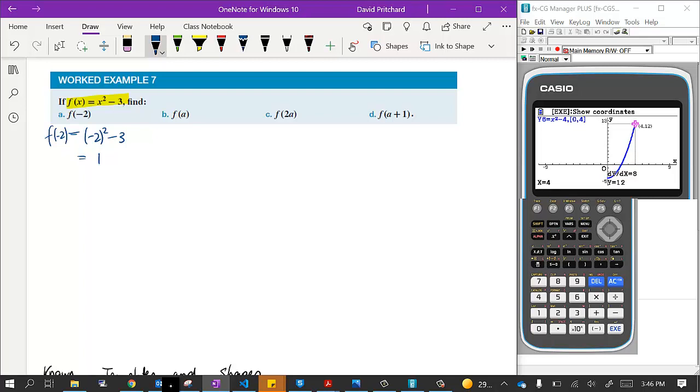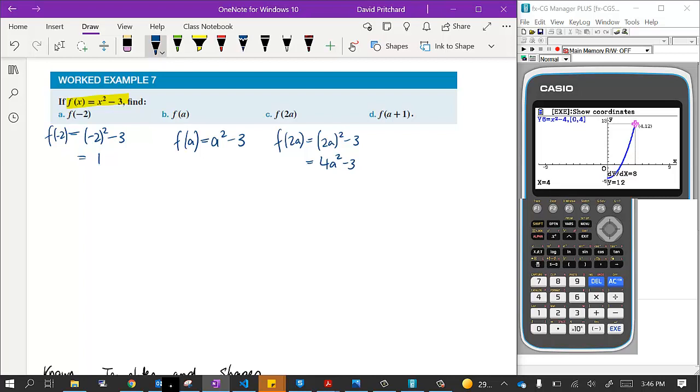For part b, we've got f of a, so that's saying that we're going to sub a into the equation. So we've got a squared take 3. Now there's no simplification for that, so there it is. When x is equal to a, then y is equal to a squared take 3. When we look at f of 2a, we're subbing in 2a into the equation, so we've got (2a) squared take 3. Following our index laws, power to all, we get 2 squared, which is 4, so we've got 4a squared take 3. So when x is equal to 2a, y is equal to 4a squared take 3.